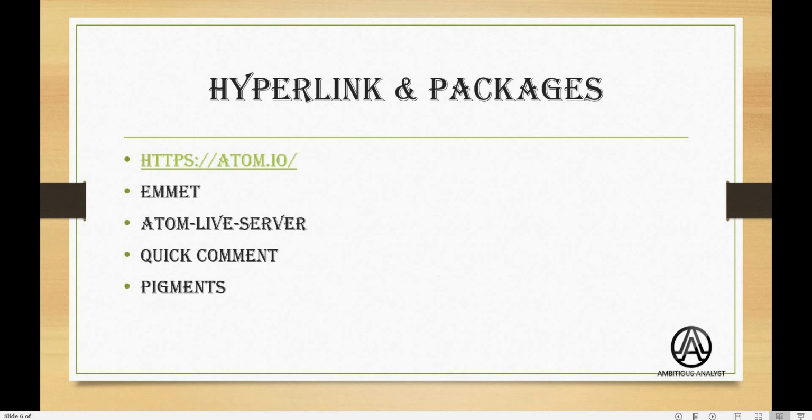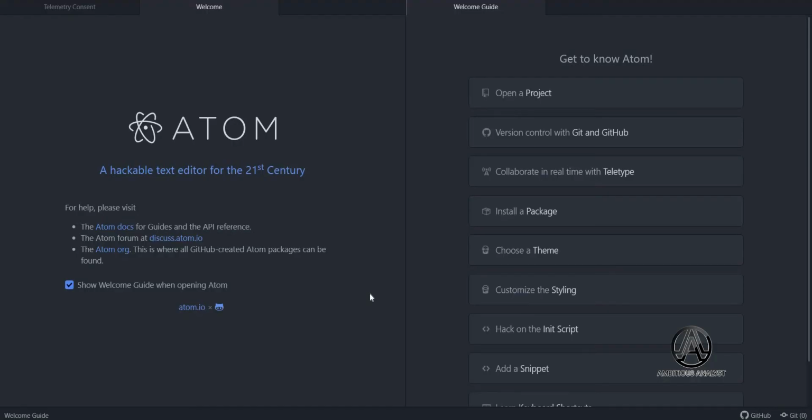And Atom Live Server lets you save the document and then whatever change you made is rendered on the Google Chrome. Quick Comment allows you to comment things out very quickly without you having to type out the actual command for it. And Pigments tells you what the color that you put on the CSS documents are, and it's also very useful. So let's go back to Atom, and you can close this out.